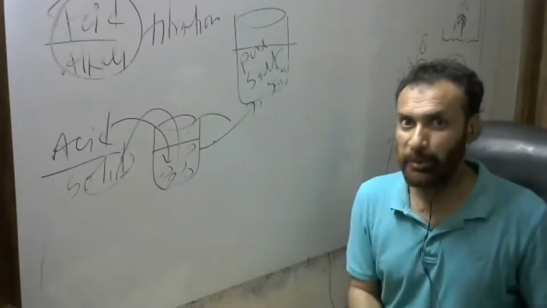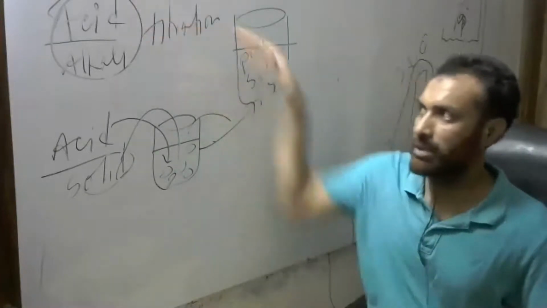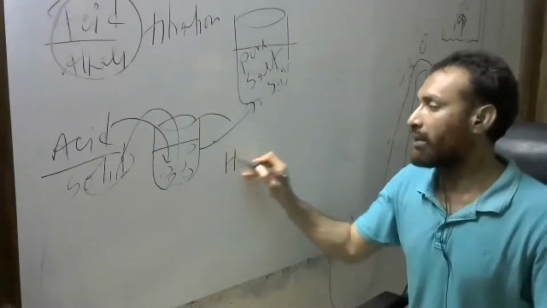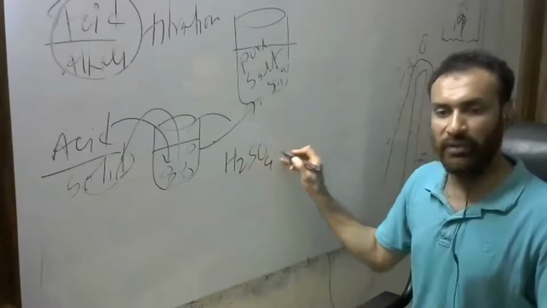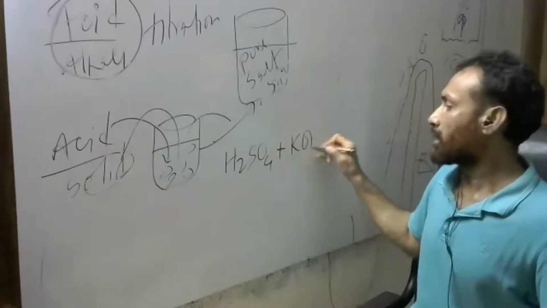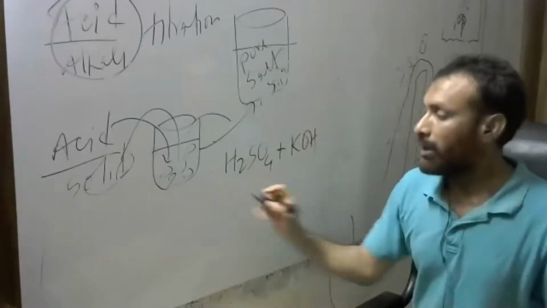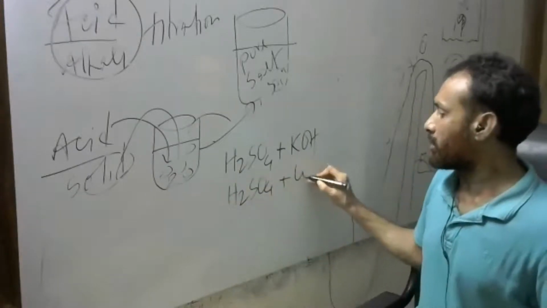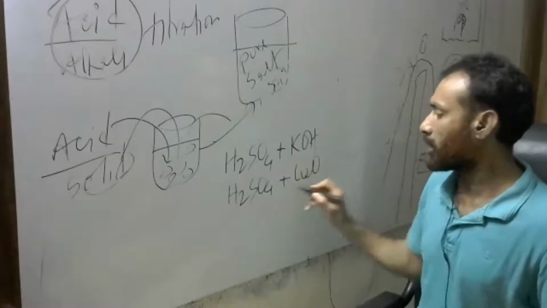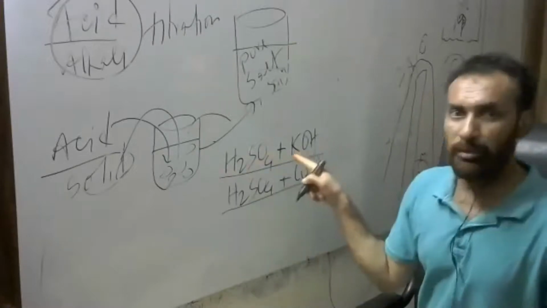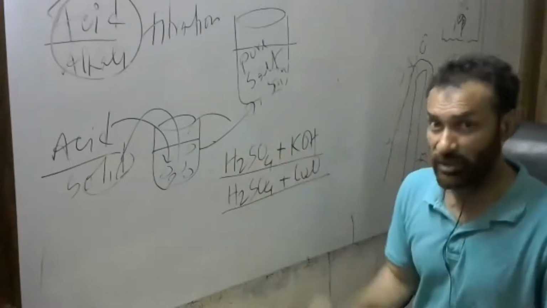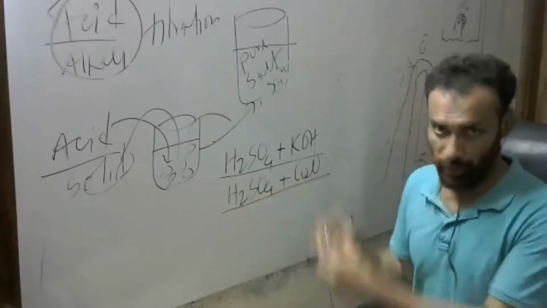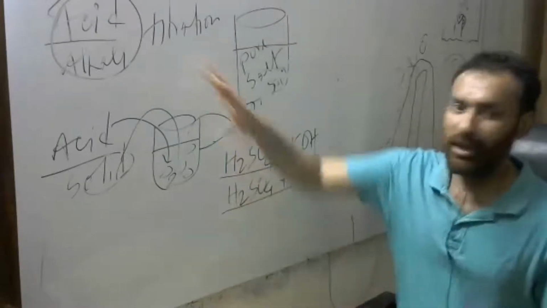I may give you two examples for these two processes. One, suppose you have sulfuric acid and potassium hydroxide. Another, you have sulfuric acid and copper oxide. The first will make potassium sulfate salt, and the second will make copper sulfate salt. Both are soluble salts.